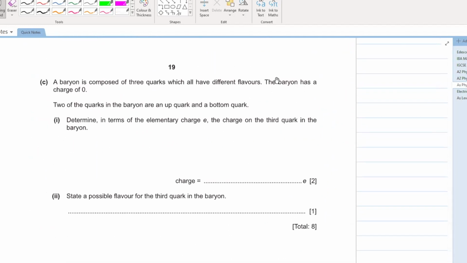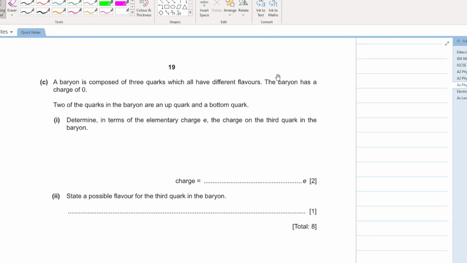A baryon is composed of three quarks which all have different flavors. The baryon has a charge of 0, perfect. Two of the quarks in the baryon are an up quark and a bottom quark, perfect. Determine in terms of the elementary charge the charge of the third quark.